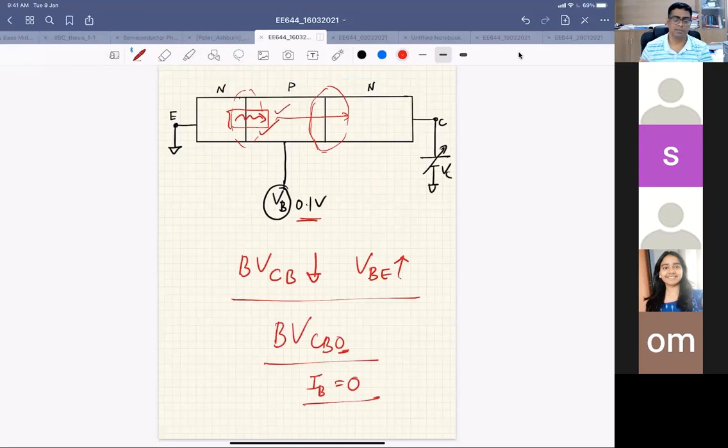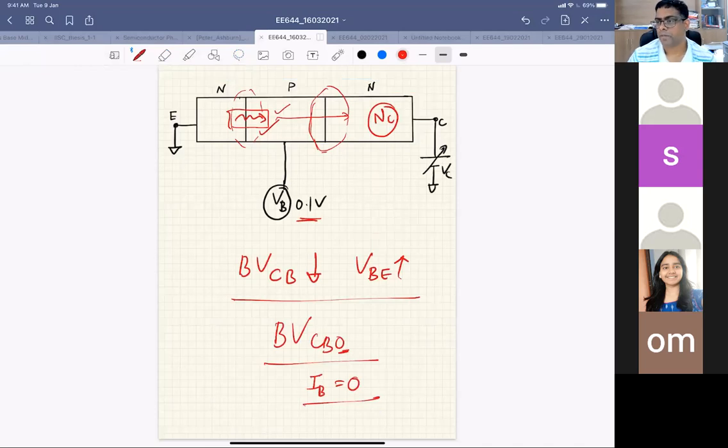If you want to increase BVCBO, you have to play with NC. By changing the collector doping, you could change the BVCBO values. So the collector doping is typically used to tune the breakdown voltage of your transistor. If you want to operate your bipolar junction transistor at higher voltage, you make sure that your collector doping is lower. But we also observe that if the collector doping is low, we'll have the Kirk effect, and other secondary effects will come into the picture.